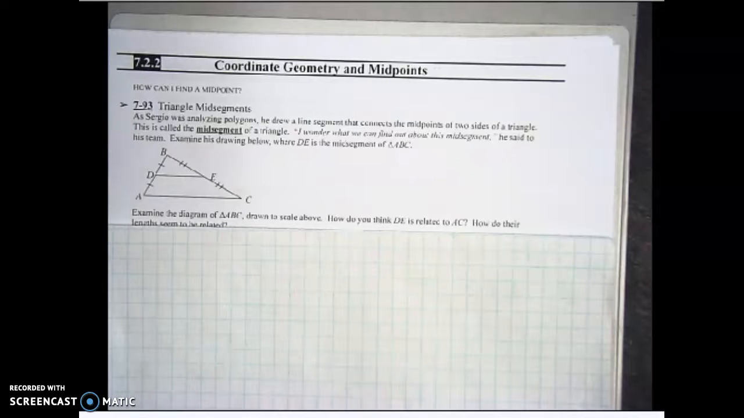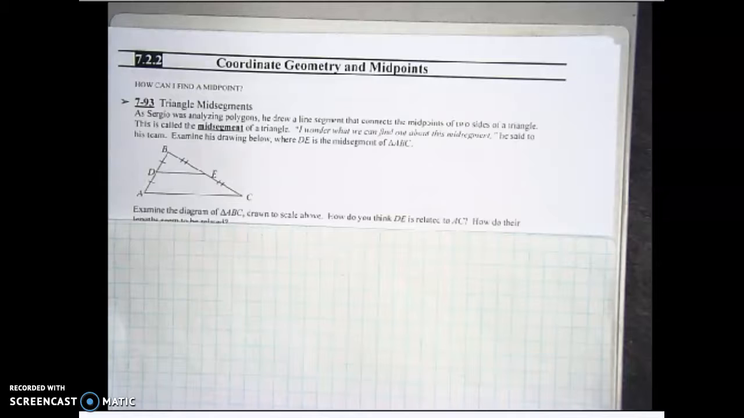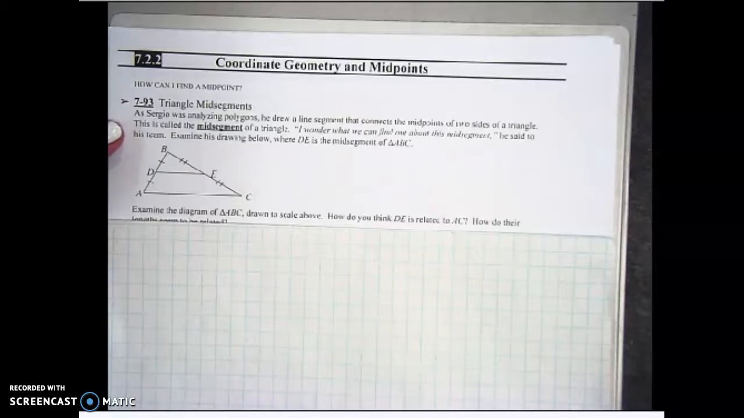Question 793 says triangle mid segments. So we've got mid again, all right? As Sergio was analyzing polygons, he drew a line segment that connects the midpoint of two sides of a triangle. This is called the mid segment of a triangle. I wonder what we can find out about this mid segment, he said to his team. Examine the drawing below, where DE is the mid segment of triangle ABC.